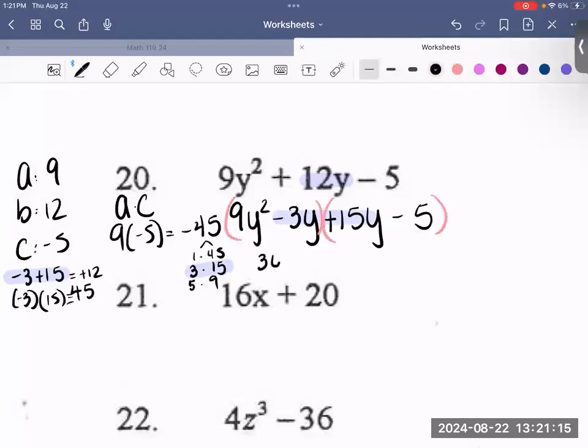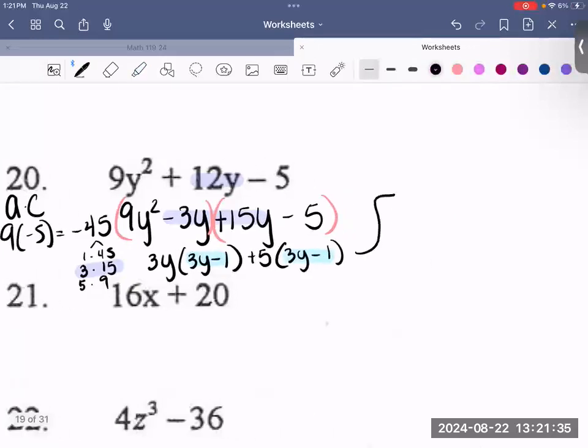You can pull out 3y to make 3y minus 1. And you're pulling out a positive 5 to make 3y minus 1. You have 2 of the same parentheses, so that gets factored out. 3y minus 1, and you're left with 3y and a 5. And there you go.